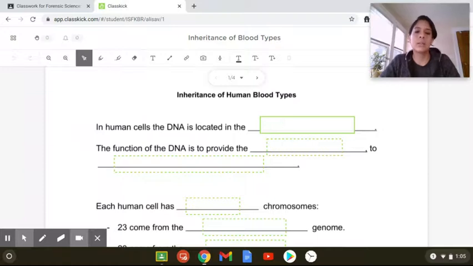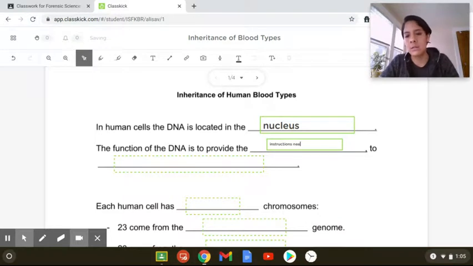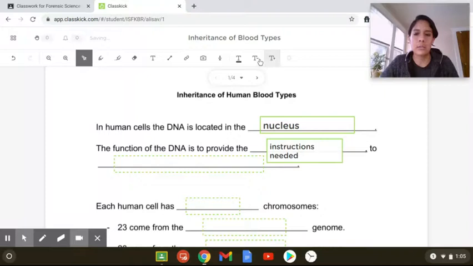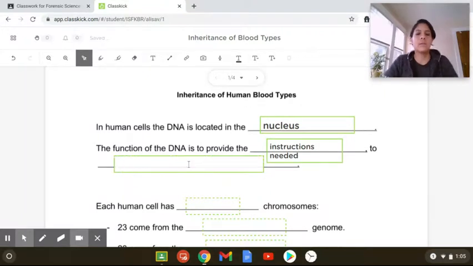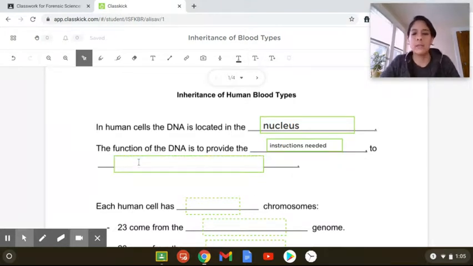In human cells, the DNA is located in the nucleus. The function of the DNA is to provide the instructions needed to develop. Now you don't have to change the size of that, I just wanted to make sure it fit on the line so you could see it. That's like grow, survive, and reproduce.